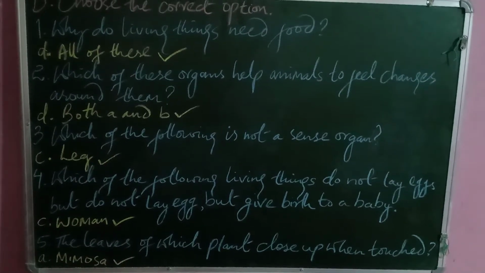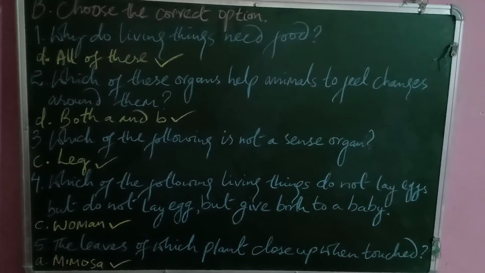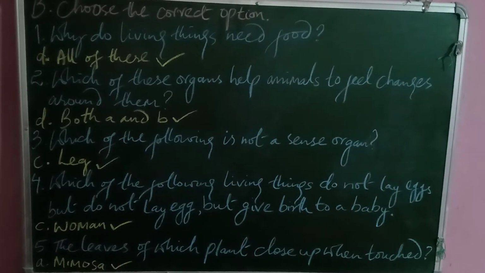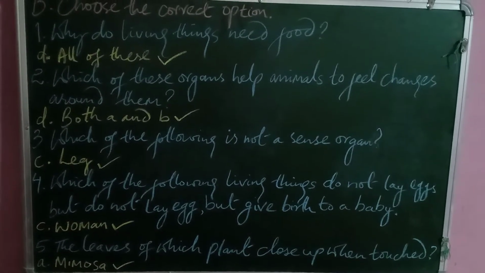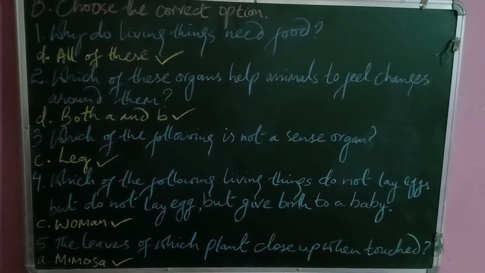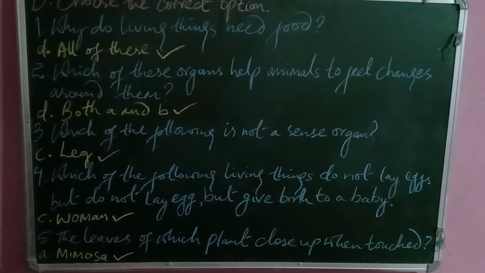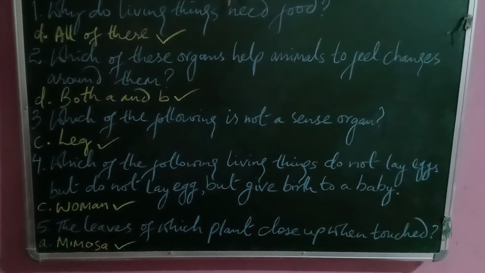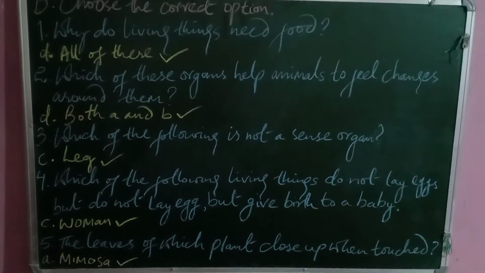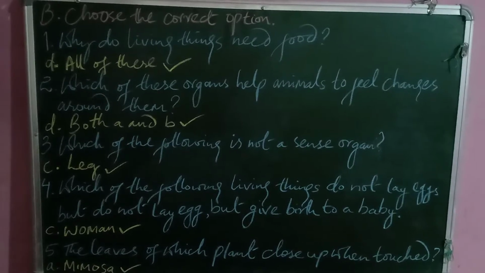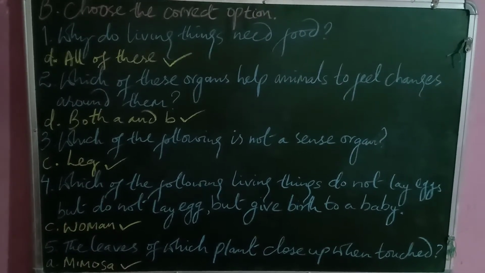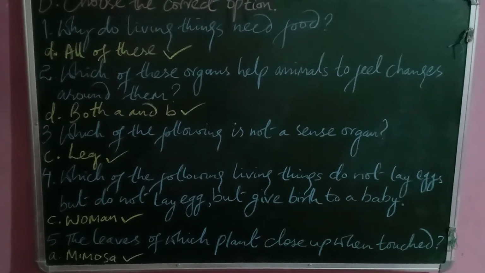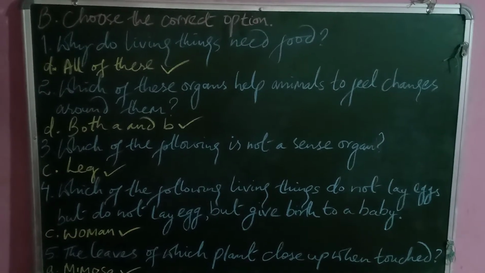So after this, question number 2: which of these organs helps animals to feel changes around them? And your options are sense organs, antenna, fins and wings, both A and B. So the correct option is both A and B, which is sense organ and antenna. Then we have question 3: which of the following is not a sense organ? And your options are eye, tongue, leg, or ear. So the correct option is leg, option C.